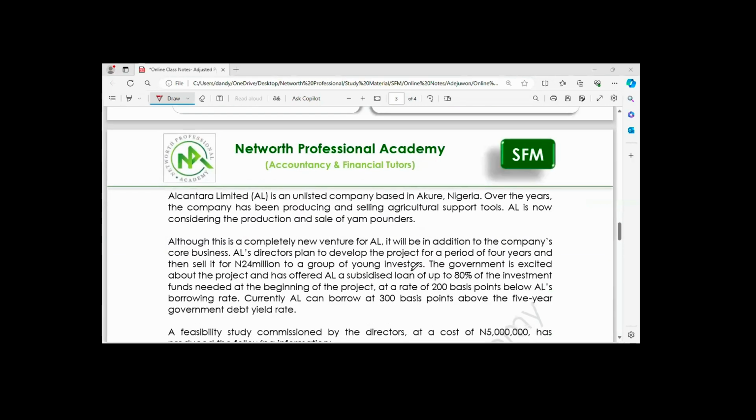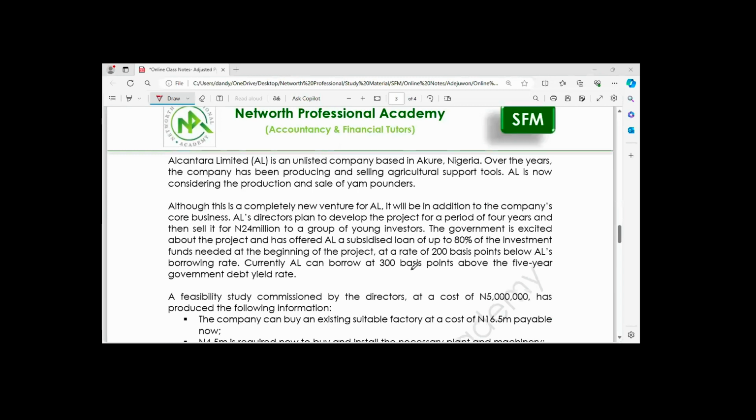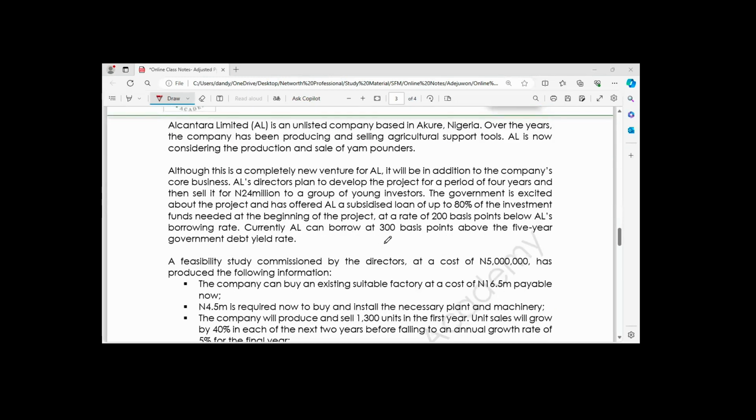Illustration number one: A Limited is an unlisted company based in Akure, Nigeria. Over the years, the company has been producing and selling agricultural support tools. A Limited is now considering the production and sale of yam pandas. Although this is a completely new venture for A Limited, it will be in addition to the company's core business.